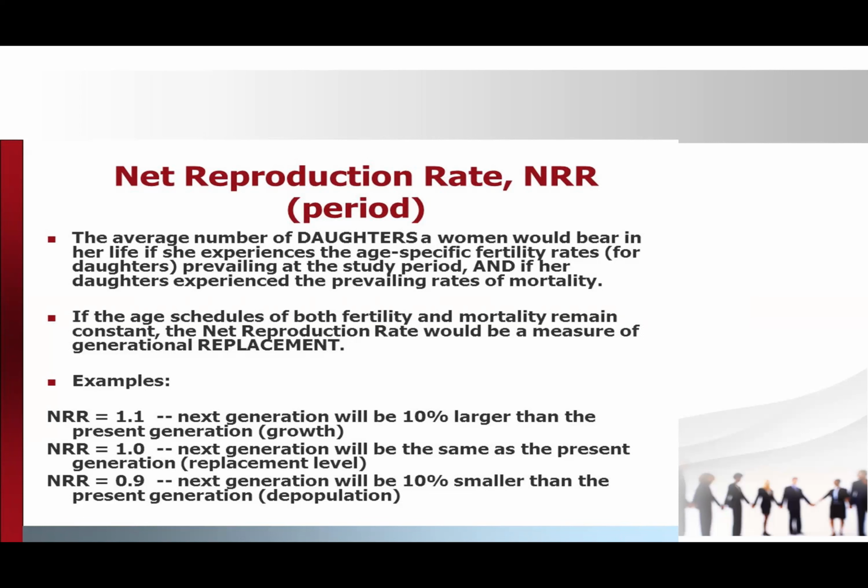For example, if the net reproduction rate is equal to 1.1, the next generation will be 10% larger than the present generation. If the net reproduction rate is 1.0, the next generation will be the same as the present generation. If the net reproduction rate is 0.99, the next generation will be slightly smaller than the present generation.